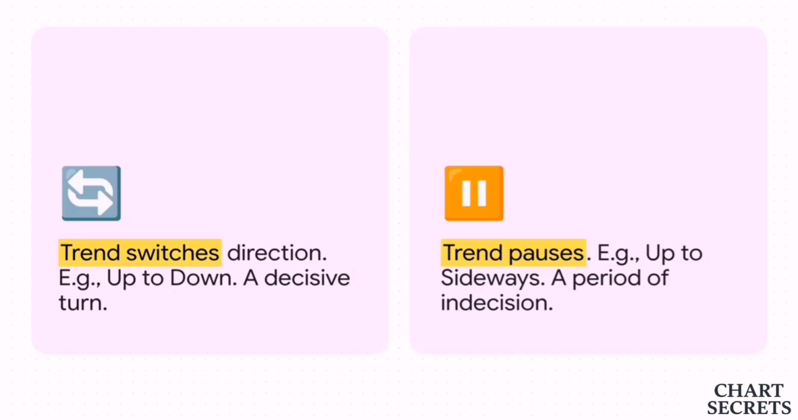And this is a really critical distinction to make. A pivot is a direct reversal, from up to down or from down to up. A simple pause where the market just kind of goes sideways for a bit, that's not a pivot. We call that a base. A base is all about indecision. A pivot is the moment the decision gets made.